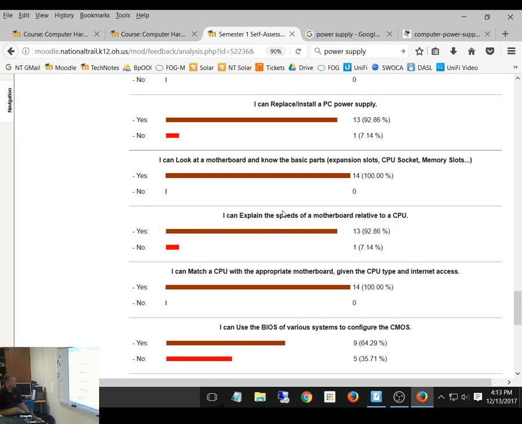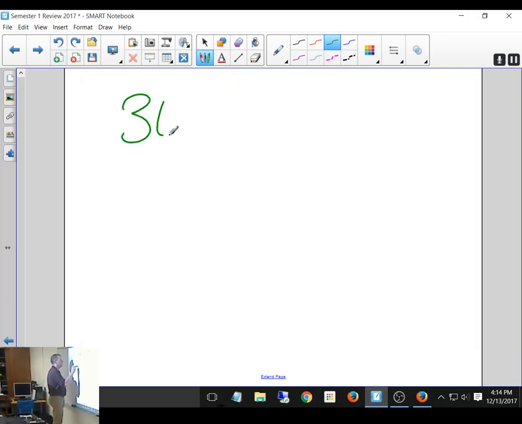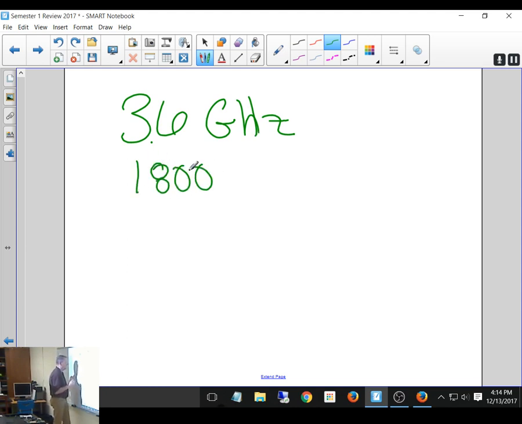I can explain the speeds of a motherboard relative to the CPU, and that's what I was talking about when I was talking about bottlenecking. What is the relative speed? I look at my CPU speed, it's 3.6 gigahertz on a given system, and when I talk about relative, that's where I'm talking about how bad the bottlenecking is. So if I had, in this case, a 3.6 gigahertz CPU, and I know that, for instance, my motherboard has 1800 megahertz RAM.